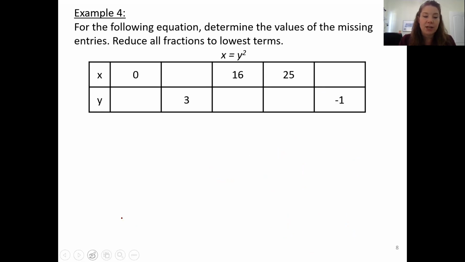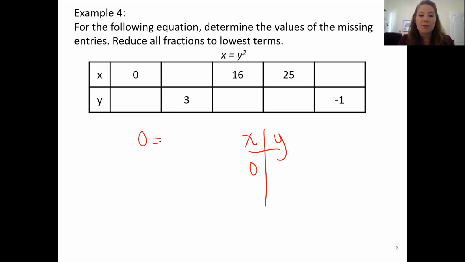All right, moving on. Now this one is a little weird, but that's a good equation, right? So what if x is 0? Let's plug in for x. 0 equals y squared. So in other words, what does y have to be? If I take a number and square it, so you remember squaring a number means to simply multiply it by itself. So what number squared equals 0?